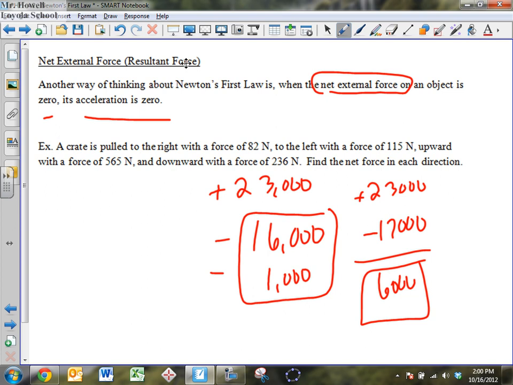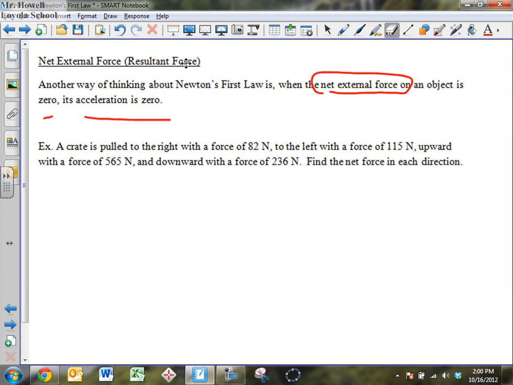Now, let's take a look at this example. When a crate is pulled to the right with a force of 82 newtons, to the left with a force of 115 newtons, up with a force of 565, down with a force of 236. Find the net force in each direction. Okay? And then we'll find the resultant force at the end.